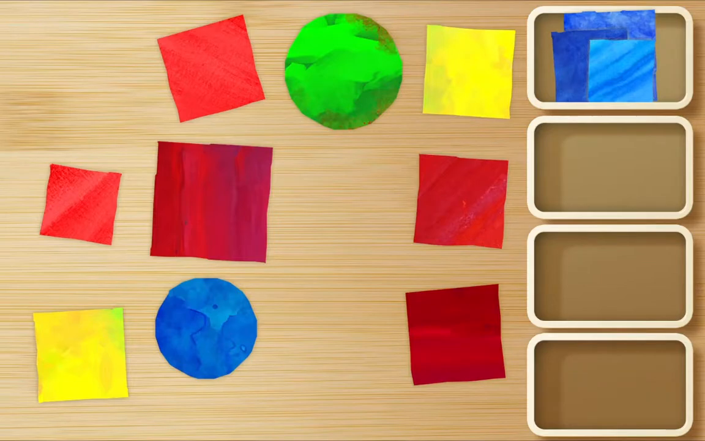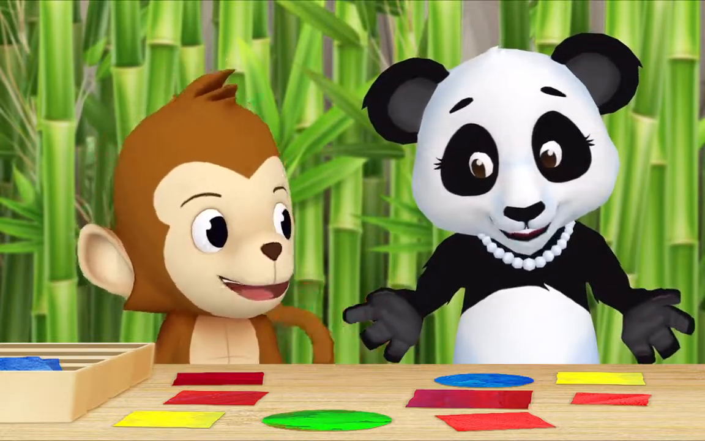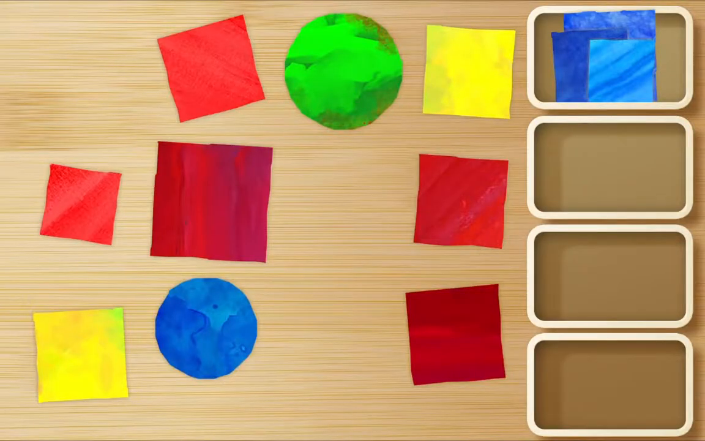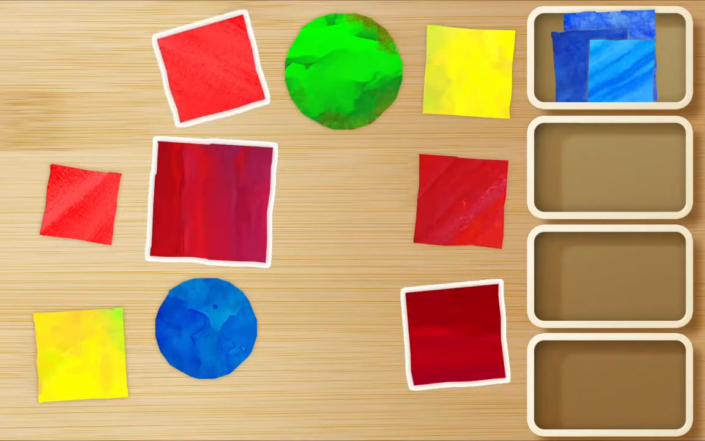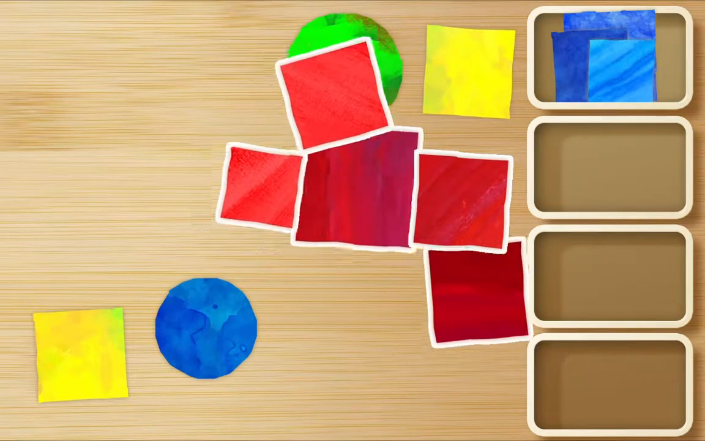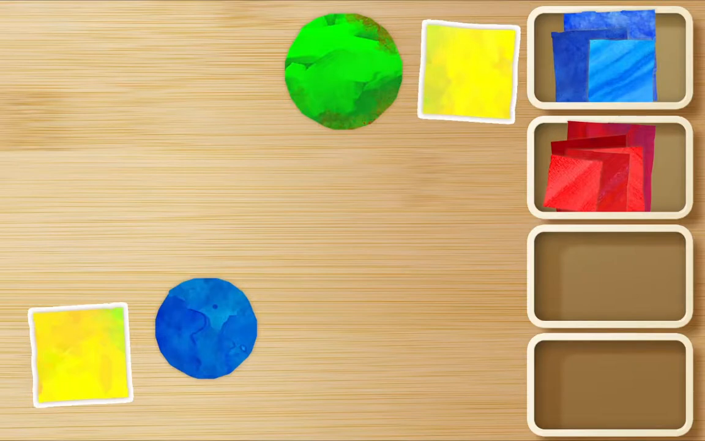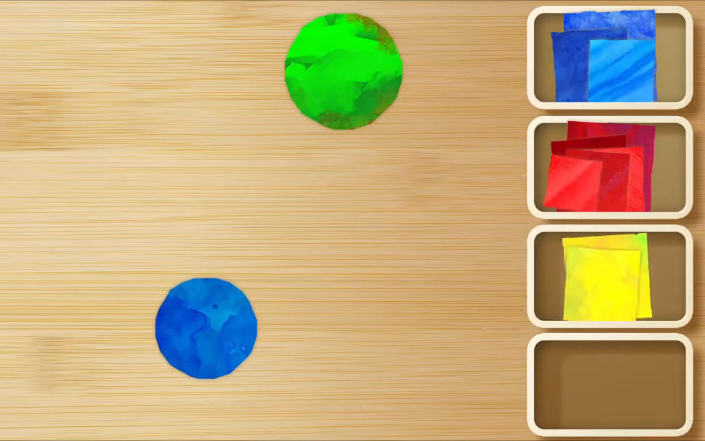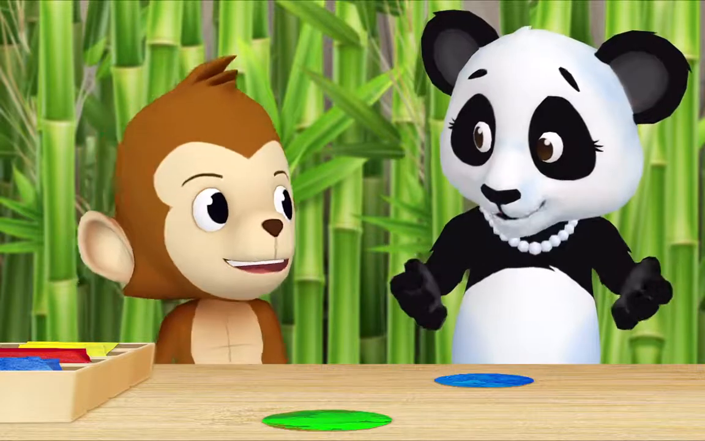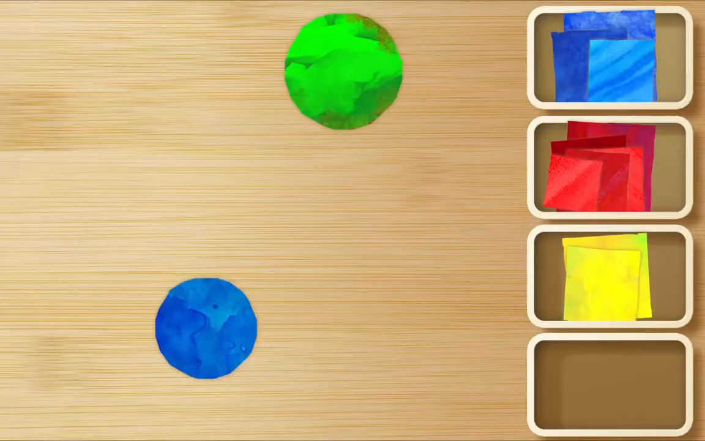Oh, right. I forgot. Here's a blue square. Thank you, Monkey. Now let's gather all of the red squares. Okay. Here's one. Here. Oh, and here. Splendid. Should I look for yellow squares now, Miss Panda? That's a good idea! Here and here! Great! And what's left? Two circles! Okay, let's put both of them in their own box. Okie dokie!